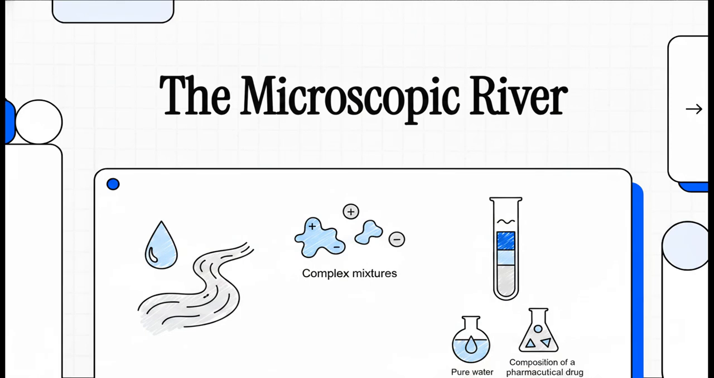All right, let's dive right into this. Welcome to today's Explainer, where we're going to explore one of the absolute most fascinating yet completely hidden processes in modern analytical chemistry. We're talking about ion chromatography. It's a technique that relies on what I like to call a microscopic river. Basically, it's this incredibly precise method used to break down super complex mixtures and isolate polar or ionic compounds so we can actually measure them.